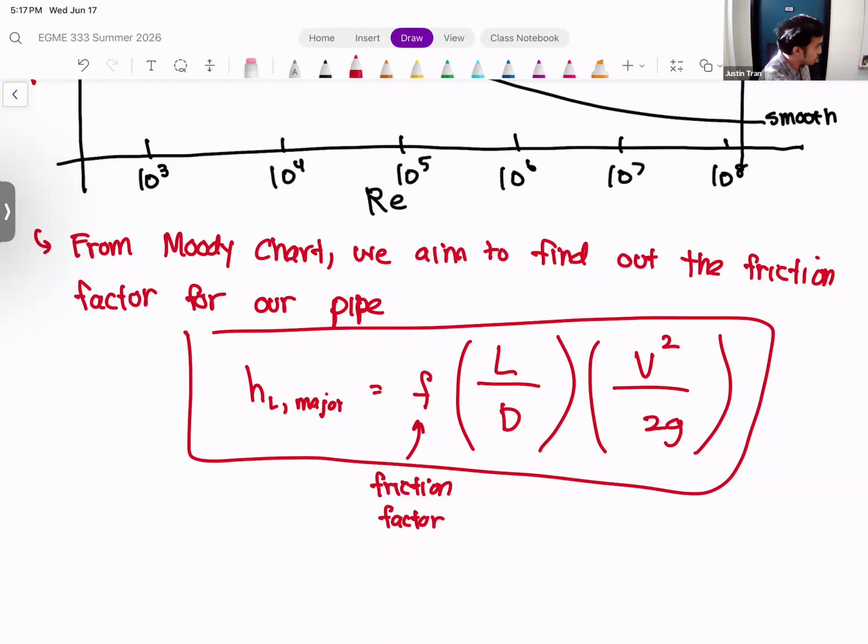So I know that was a lot of information, and I do have an example where we're going to illustrate how to use the Moody chart. We'll do that next. But before that, are there any questions on any of this? Okay, so let's do an example just to illustrate how this is used.